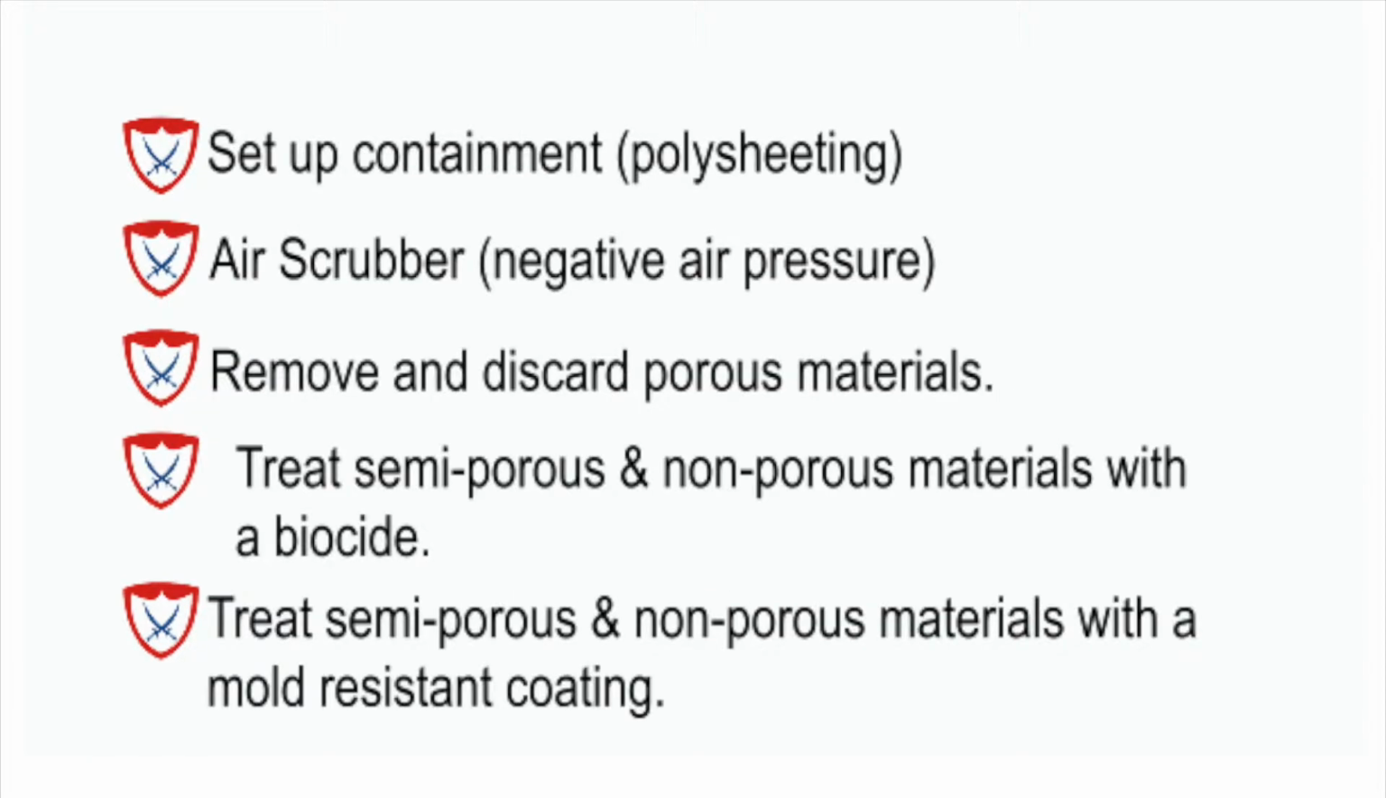Now, the first thing we normally would do would be set up containment, put up poly sheeting to seal off the space from the rest of the living space, and then we would run air scrubbers or negative air machines, which would run all of the air through HEPA filtration and take those spores from the air. We then would remove and discard all of the porous materials. So you can see now why we would break out what materials are porous, because they actually get disposed of. We then treat with a biocide and coat with a mold-resistant coating, a product that kills mold, a biocide, and then an acrylic-based coating that will prevent growth going forward.